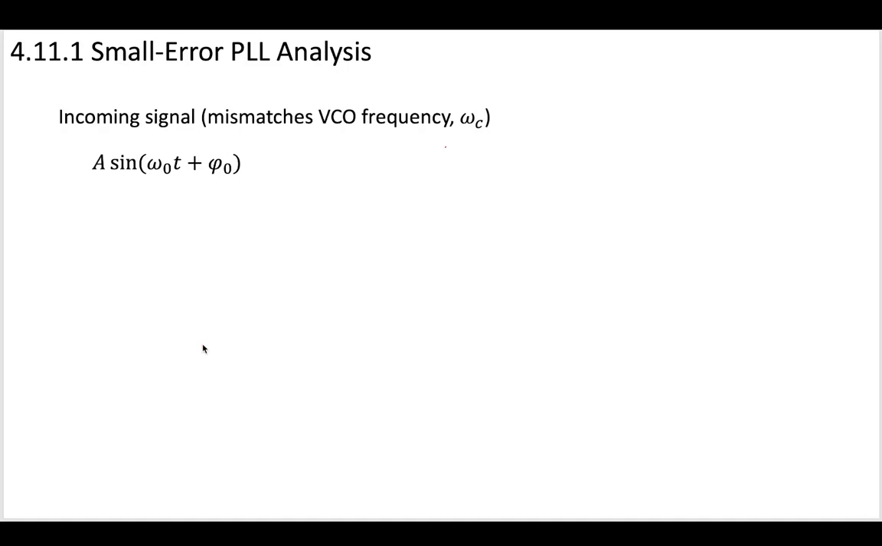So if the incoming signal mismatches our VCO frequency, right? Our VCO frequency is omega C. We receive some mismatch at the input. We want to figure out some way that our VCO instantaneous frequency could match our input, and we're going to do that using phase.